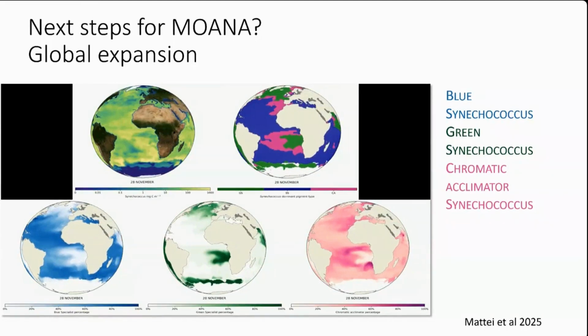So my idea is, when I find free time, to go back and try to retrain the model so it has not only the blue Synechococcus, but also the green Synechococcus. And I hope that's going to allow us to take this algorithm that is for now only Atlantic and get it global. But that's something that is going to come, and hopefully, as I have more data, that's going to be able to really happen.